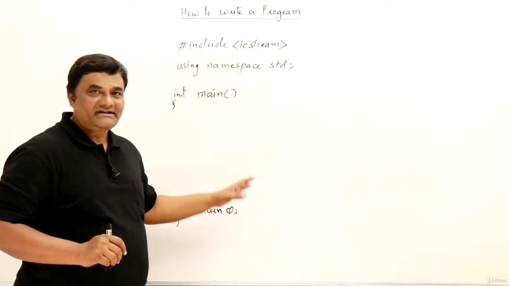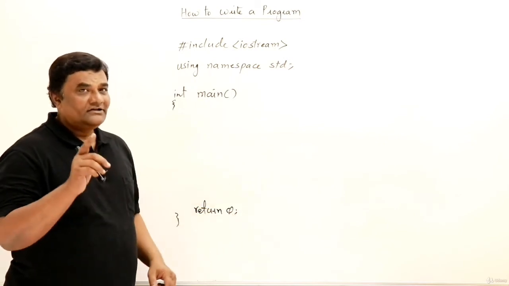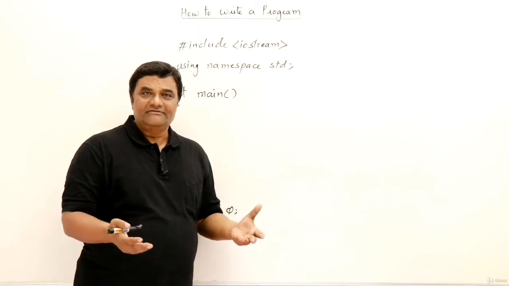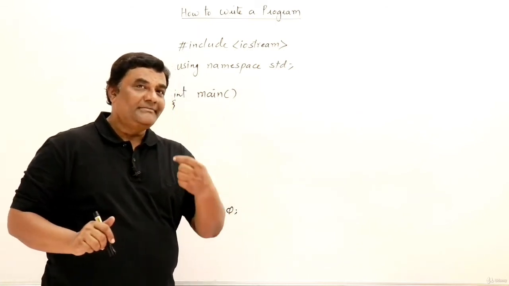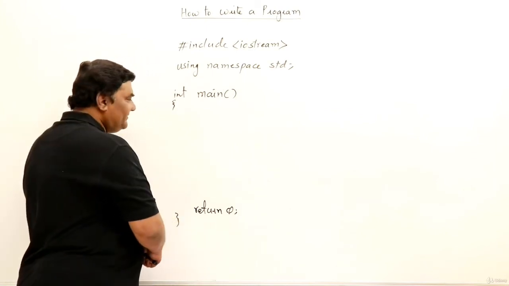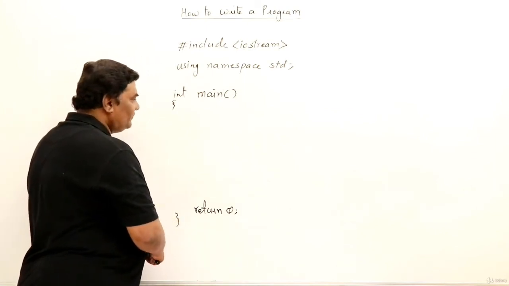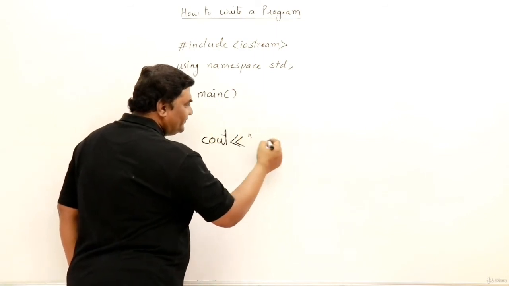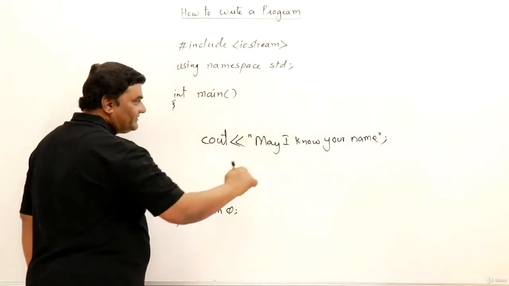For this I have a skeleton ready, available here. Now let us write the steps. I'm not showing a flowchart and all these things. This is a simple one. So first thing, I have to give a message to you. What is that? May I know your name? For displaying a message on the screen, I should use cout. So cout, "may I know your name?" So this will appear on the screen.